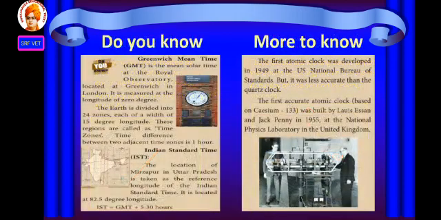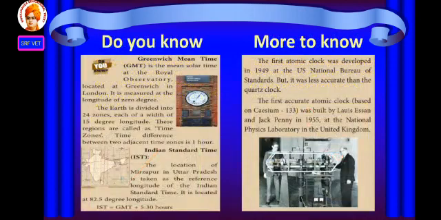Next, do you know the Greenwich time, that means GMT, is the mean solar time at the Royal Observatory located at Greenwich in London. It is measured at the longitude of 0 degree. Our earth is divided into 24 zones, each of width 15 degree longitude. These regions are called time zones. The time difference between two adjacent time zones is 1 hour. So this is the Greenwich Mean Time.